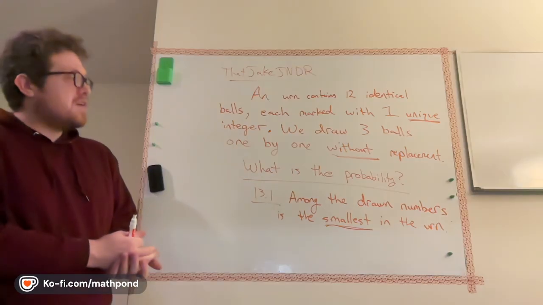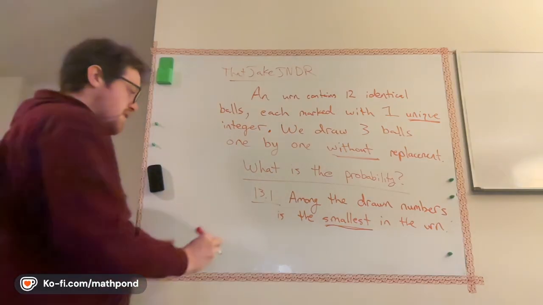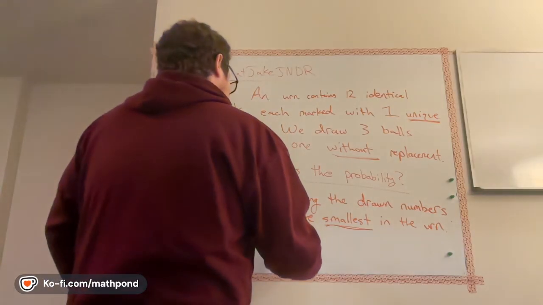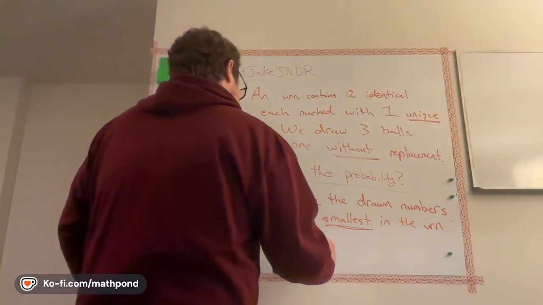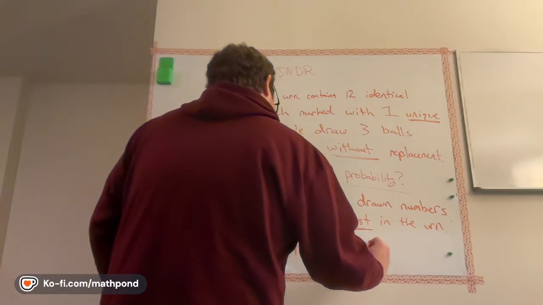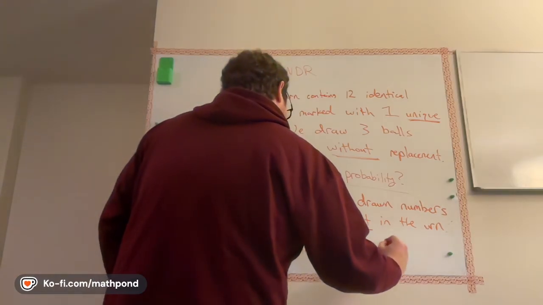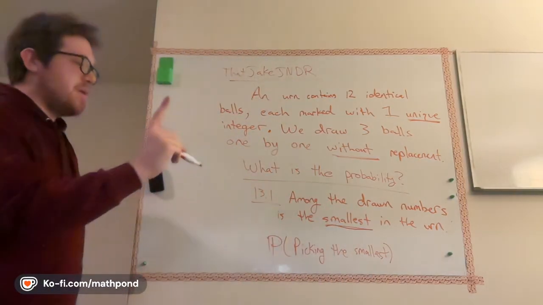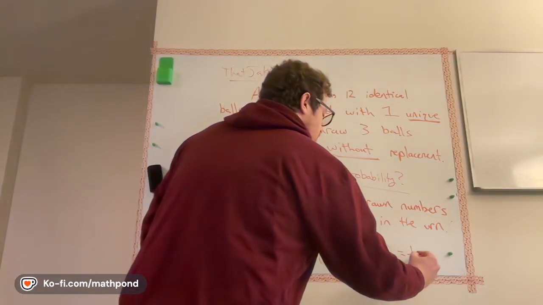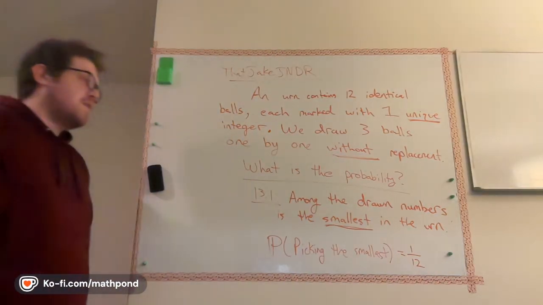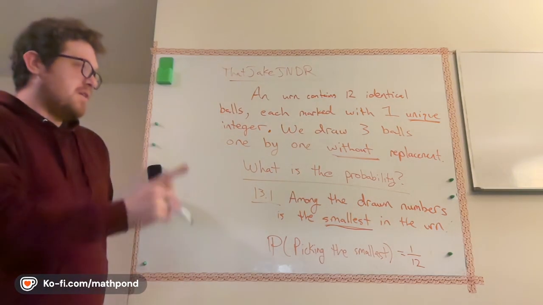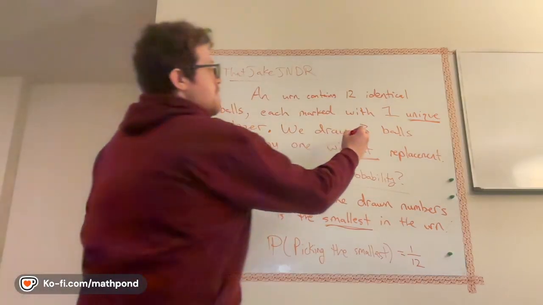So we have 12 balls. Let's just talk about the probability of picking the smallest ball on just one pick. That's a 1 out of 12 chance, right? But that's just for one ball, and we're drawing 3 balls here, so we need to be a little careful.